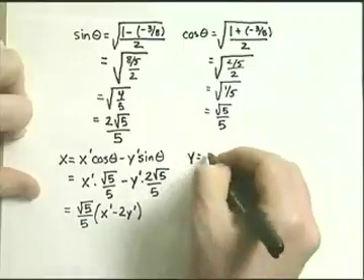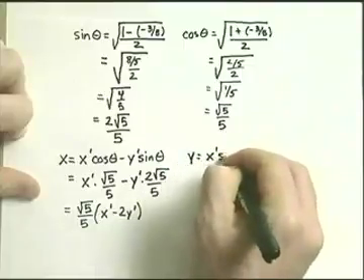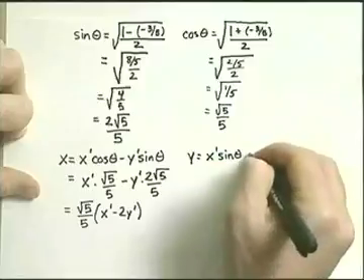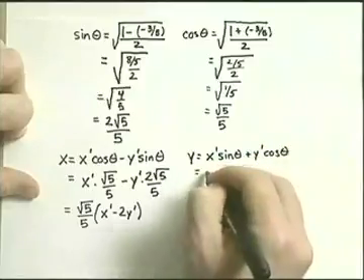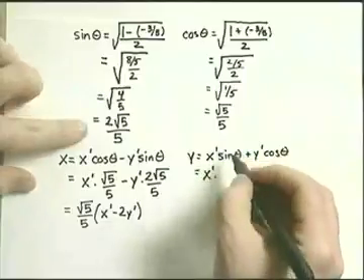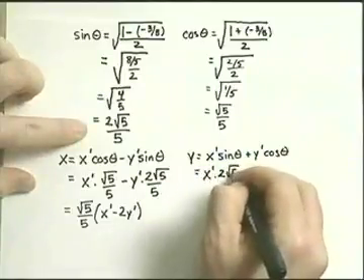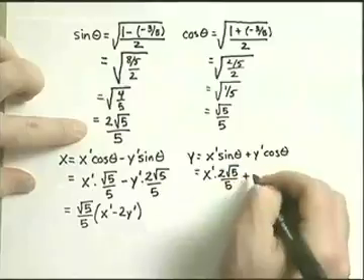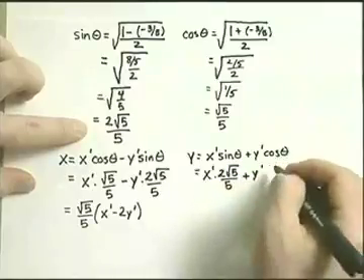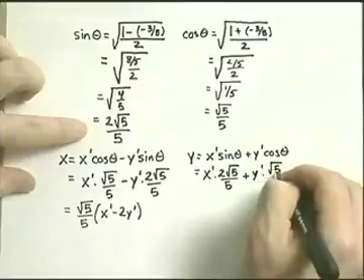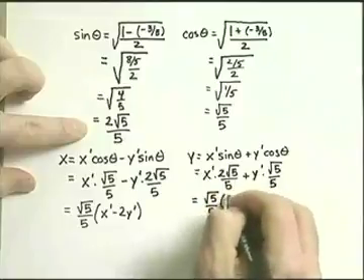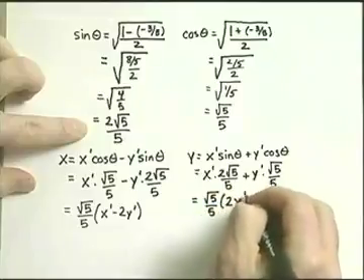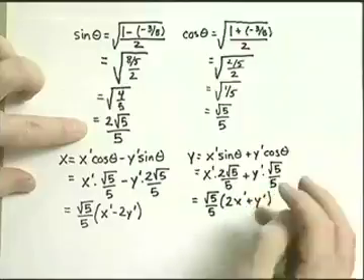So we have root 5 over 5 times (x prime minus 2y prime). Then y equals x prime sine of theta plus y prime cosine of theta. That's going to be x prime times sine of theta, which is 2 root 5 over 5, plus y prime cosine of theta, which is root 5 over 5. Factor out root 5 over 5, and we end up with 2x prime plus y prime.